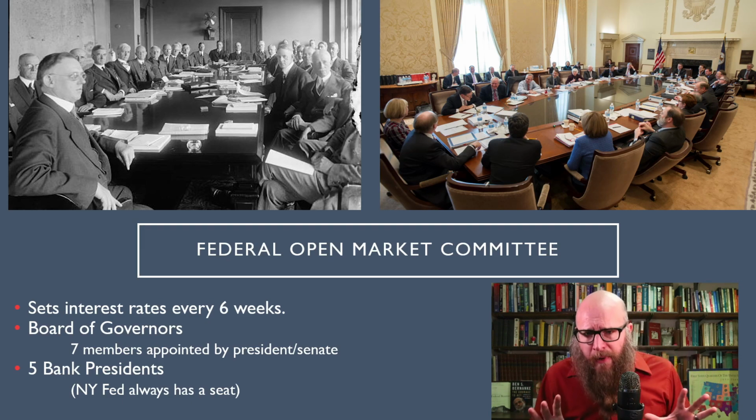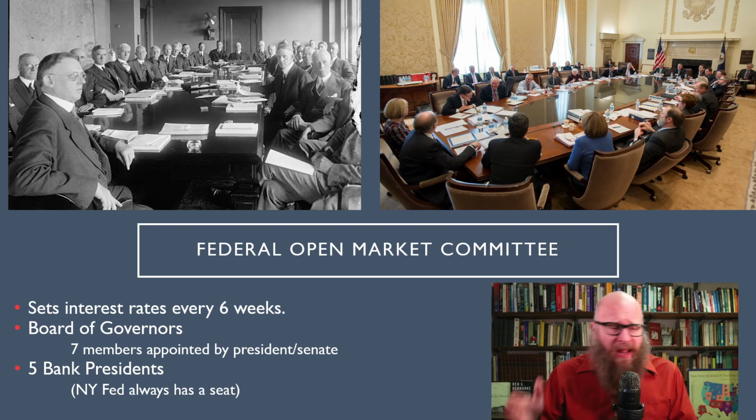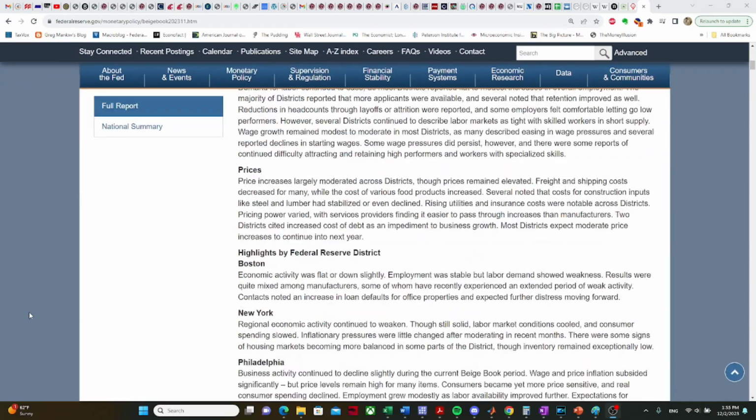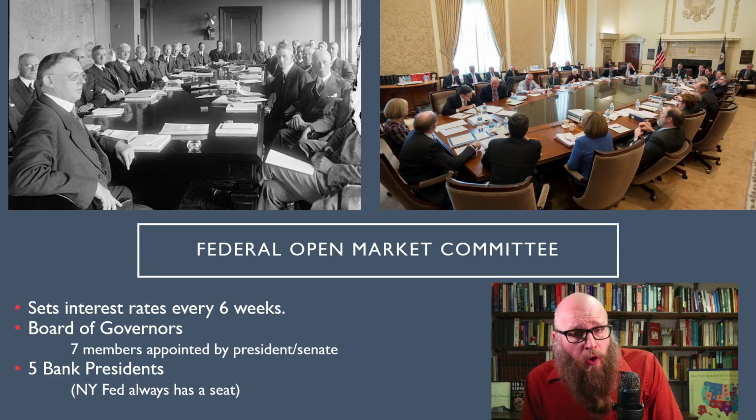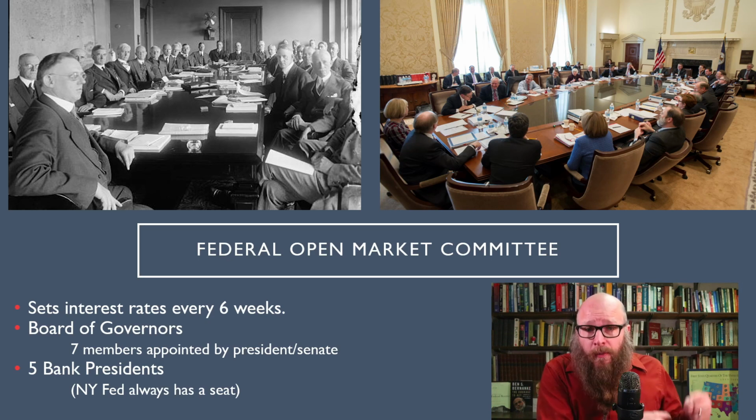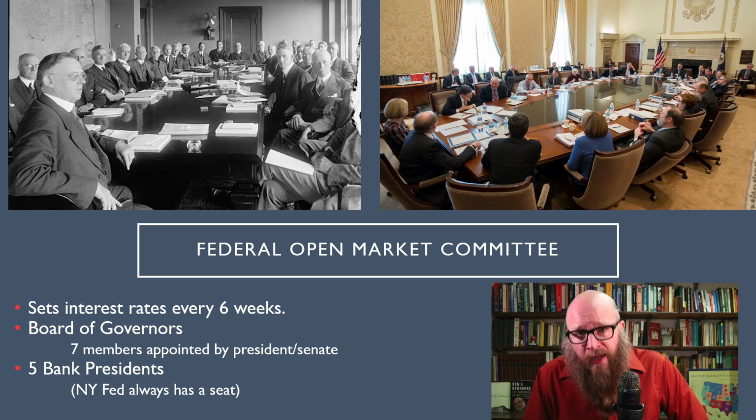Now, all 12 bank presidents show up to the meeting. Everybody has a say. It's a 2-day long meeting. They all give their reports on what they believe is happening in their local economies. But when it comes to the voting, those 7 individuals are the Federal Open Market Committee. Now, the other 4 bank presidents, they're on the committee for about a year and then rotate out.